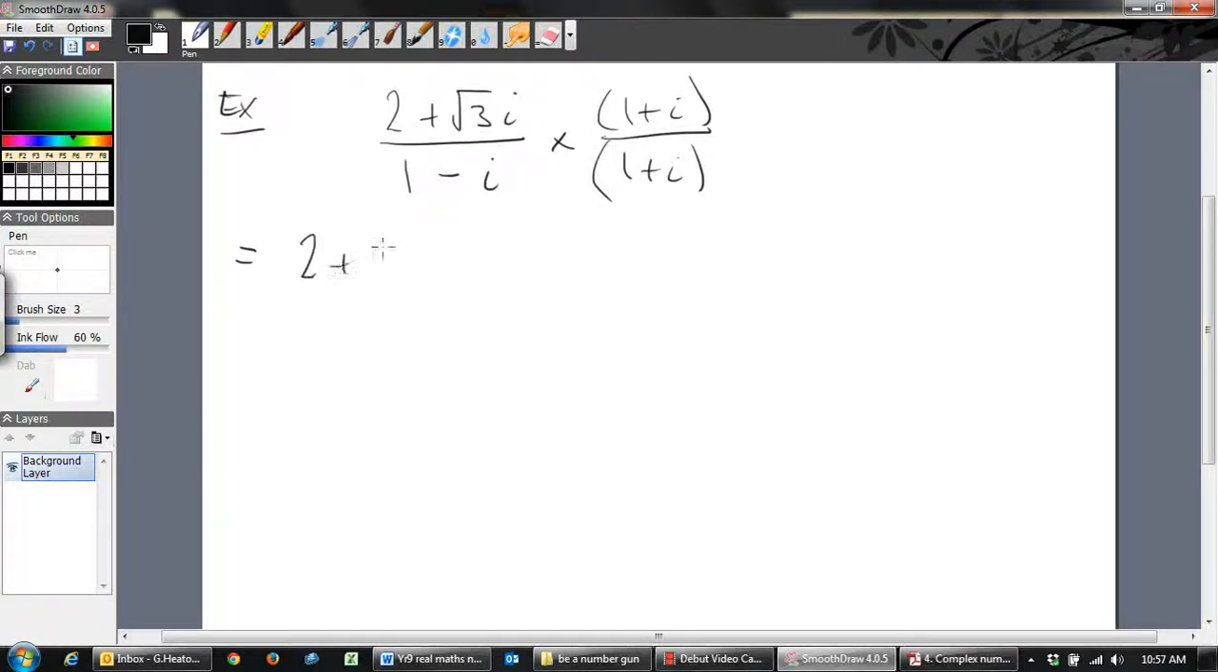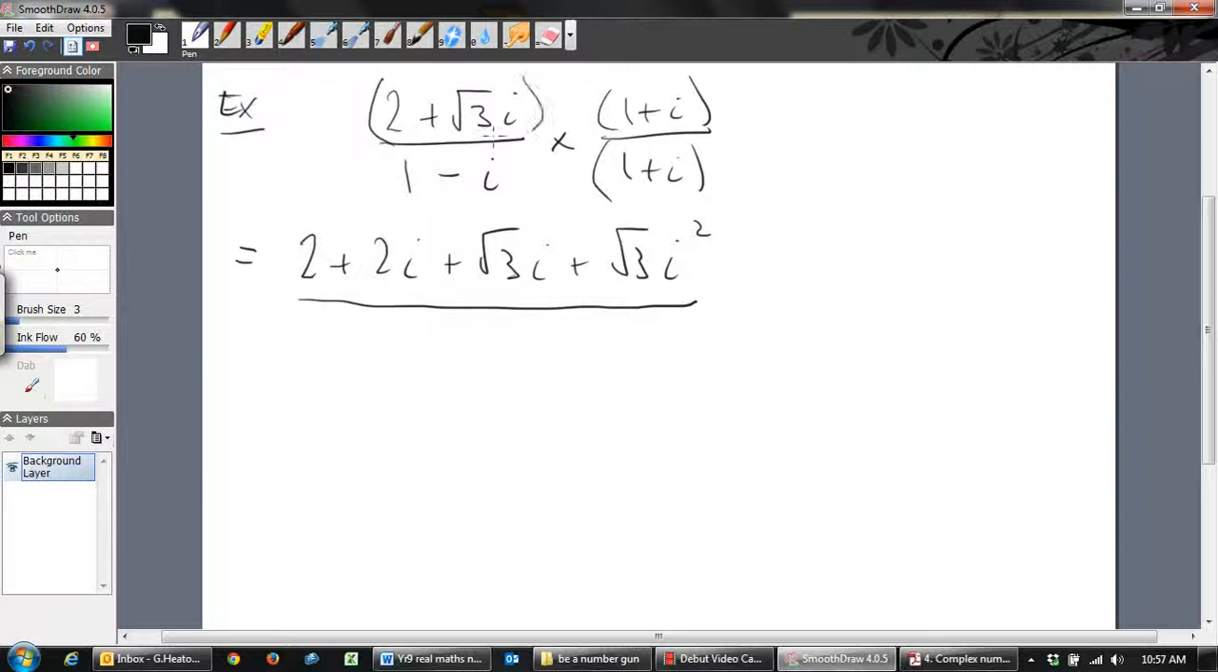Let's do it. 2 plus 2i plus root 3i plus root 3i squared. So that's our top line, just multiplying using FOIL. Okay, if we put the brackets there, it might be a bit easier to see for FOIL. And now down the bottom, remember, you don't have to really use FOIL because it's always the same. It's just the first term squared minus the second term squared.